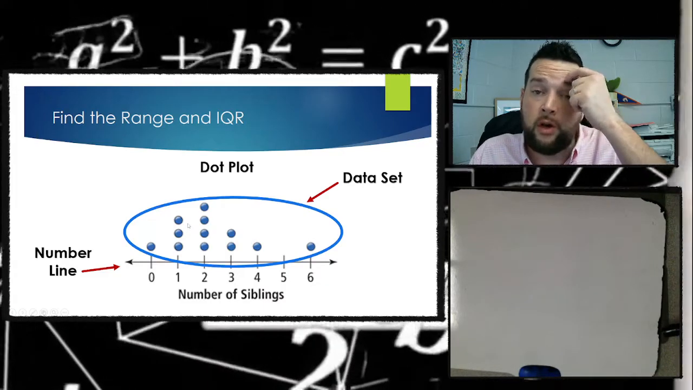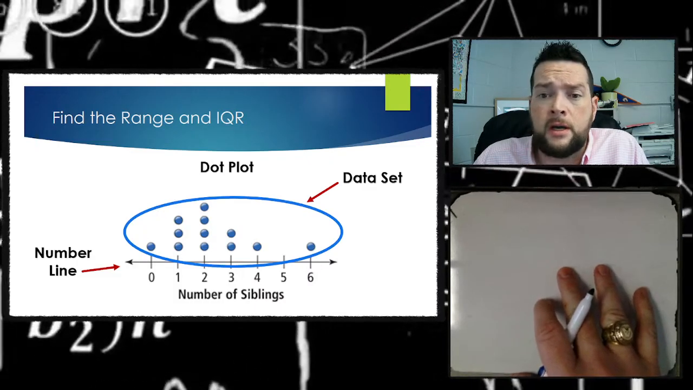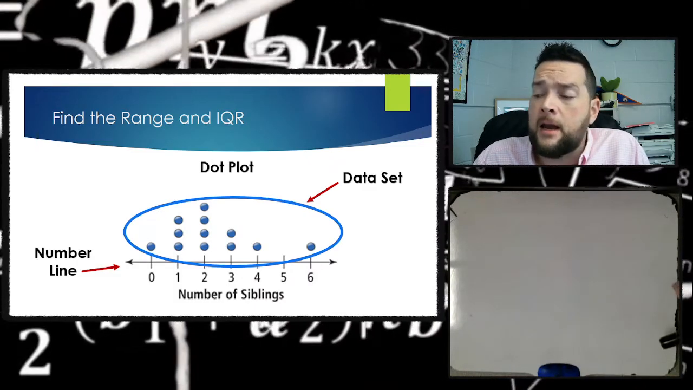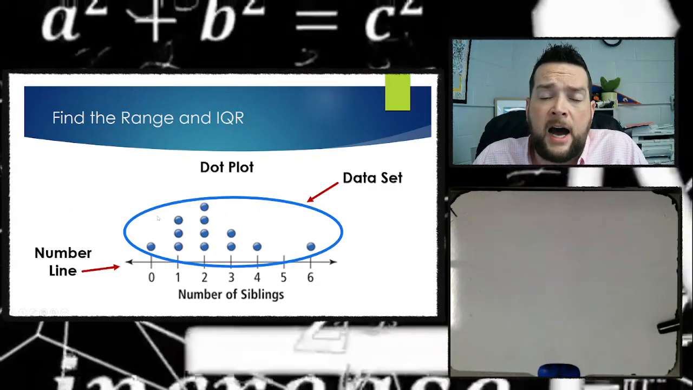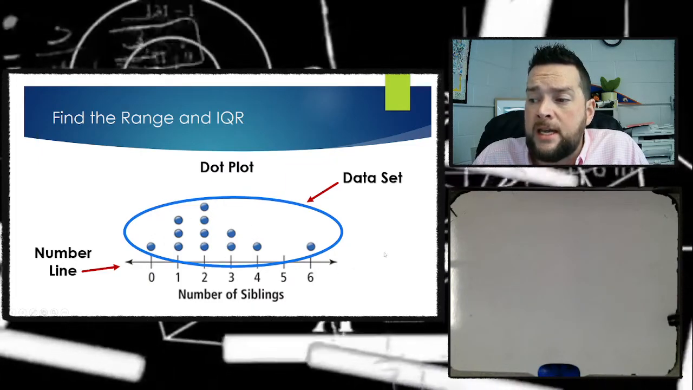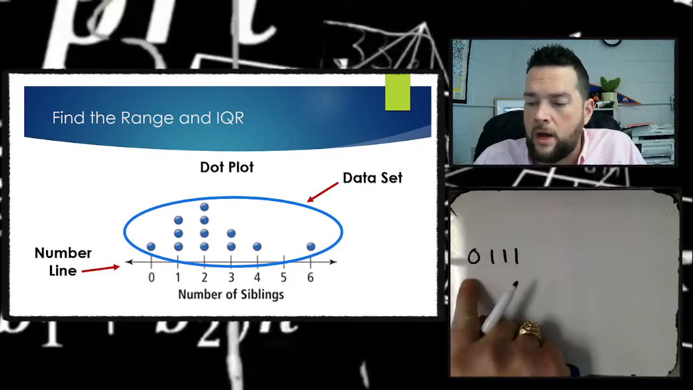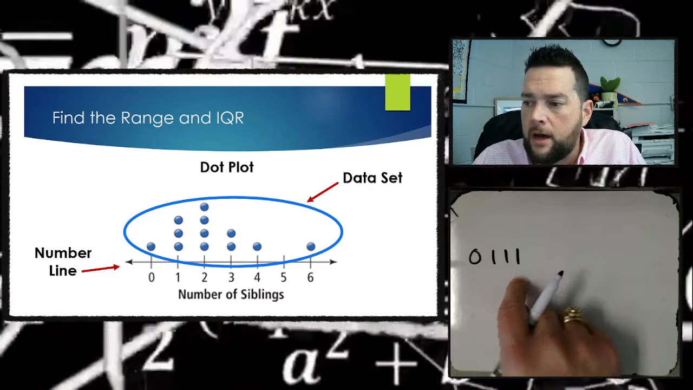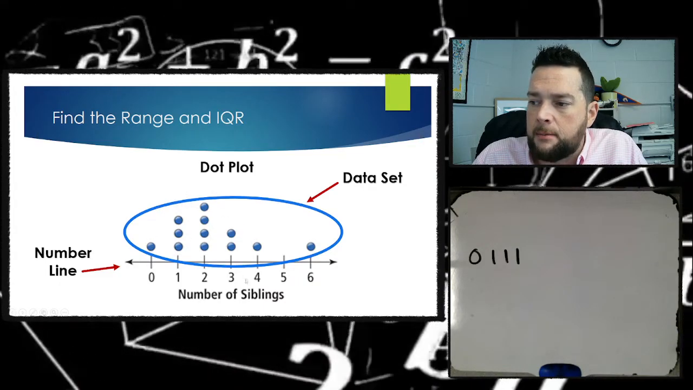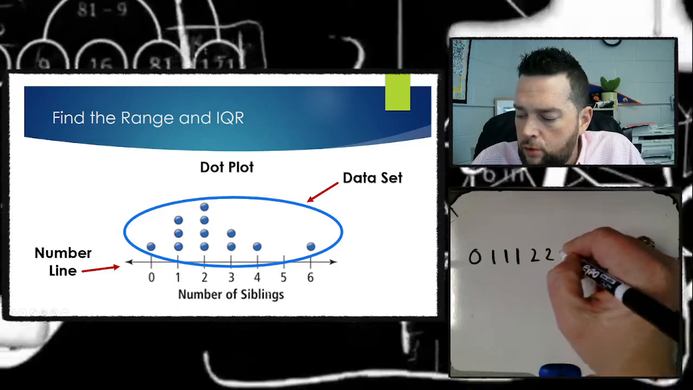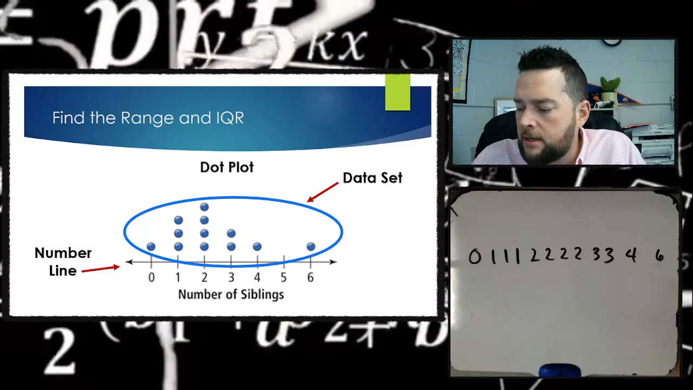What you want to do when you're conducting data analysis from a dot plot is focus in on the actual data, which are all the dots above the number line. And you want to take those and list them from least to greatest. All right, so I had 1 zero. I had 3 1s. You see those 3 dots right there? That means I have 3 1s. I have 4 dots above the 2, so I've got 4 2s. I've got 2 3s, a 4, and a 6.